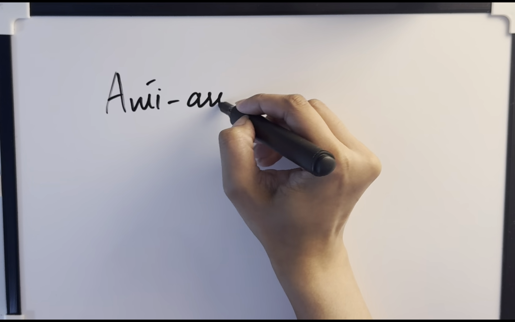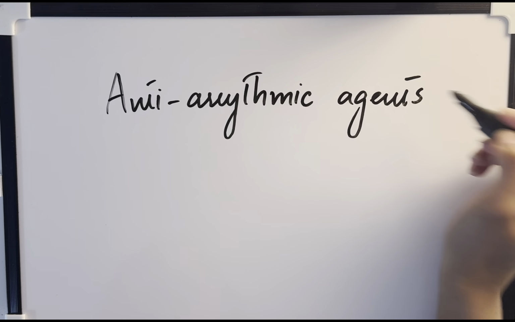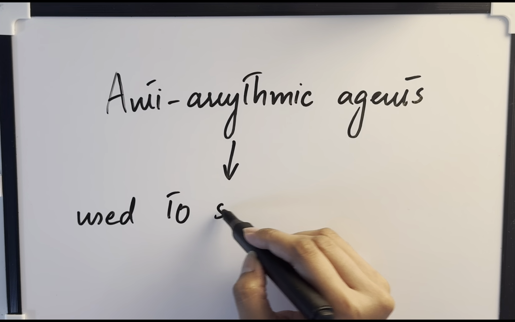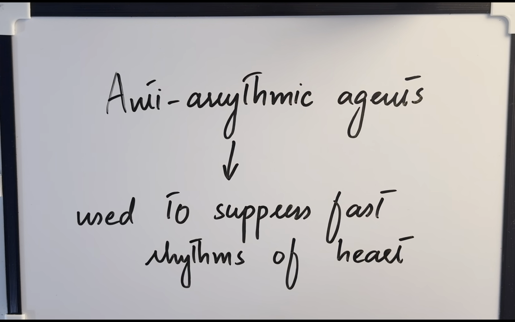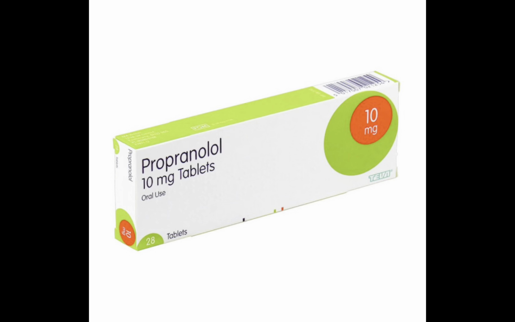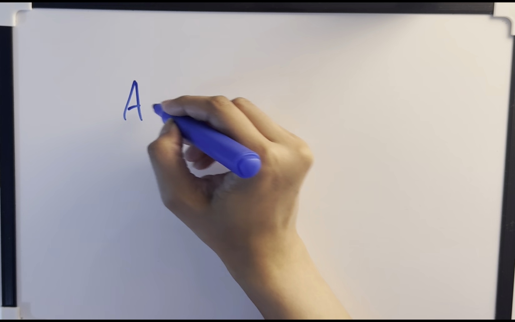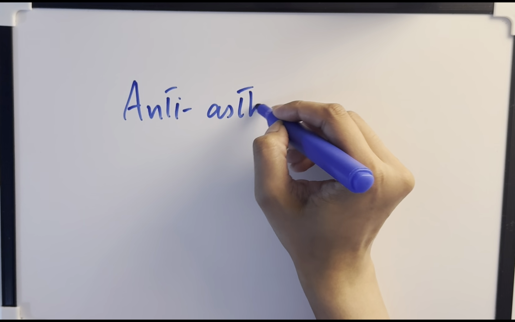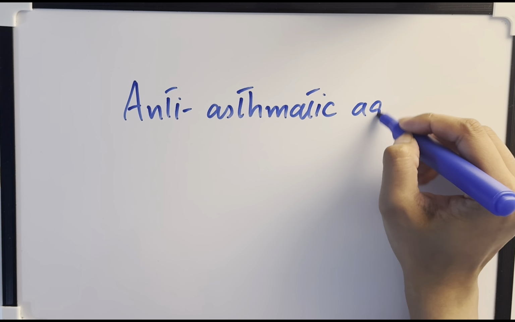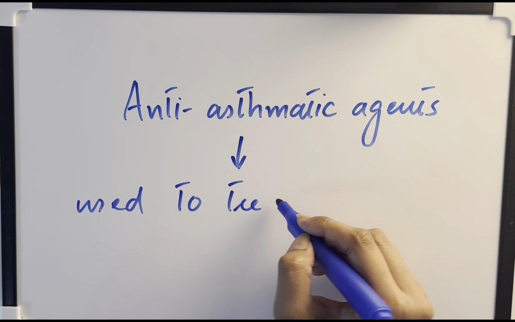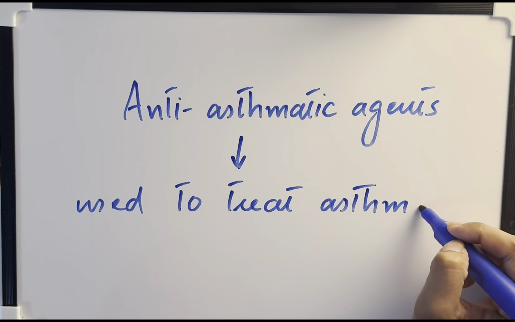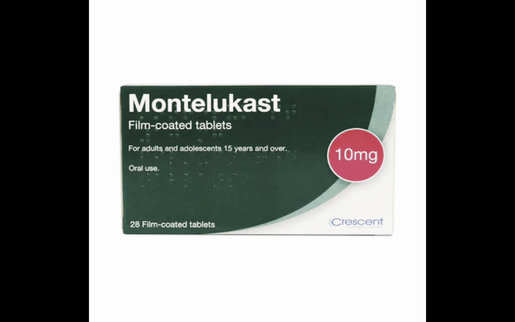Now let's move to the second terminology, that is antiarrhythmic agents. The agents that are used to suppress fast rhythms of the heart. The most common example of antiarrhythmic agents is propranolol. Now the next one is antiasthmatic agents. The antiasthmatic agents are the agents that are used to relieve asthma or treat asthma. The most common antiasthmatic agent is montelukast.